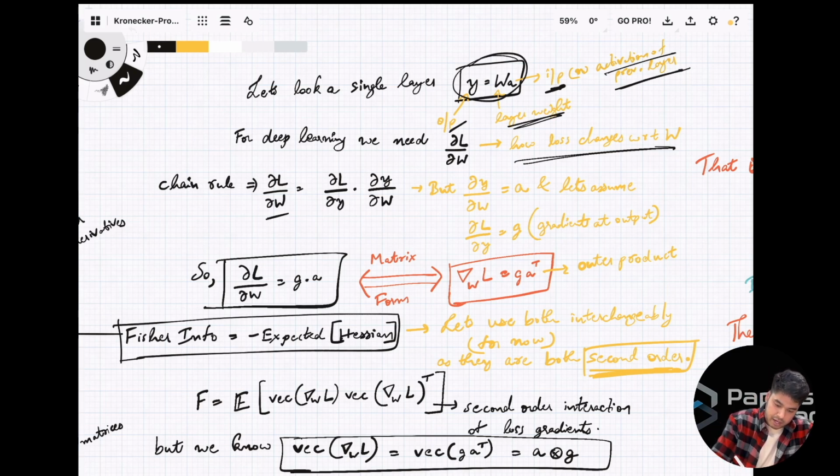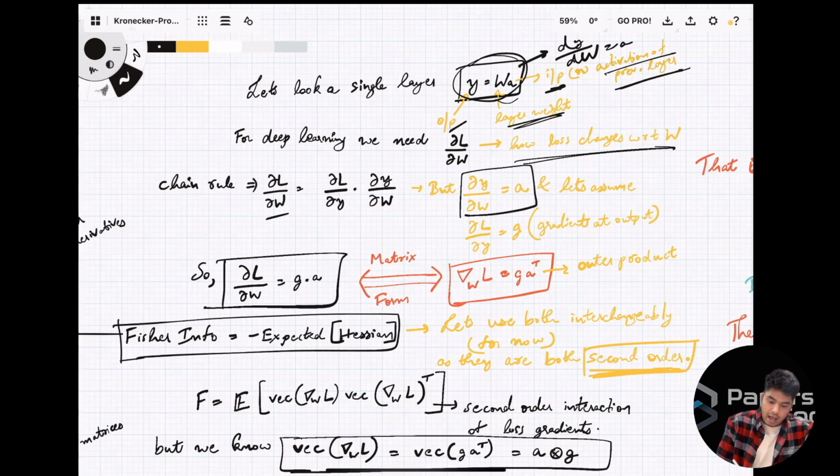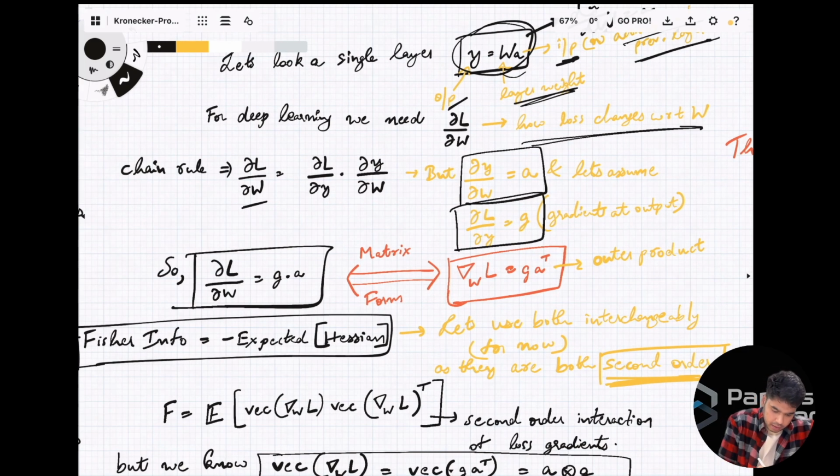If we take this equation and do dy by dw on both sides, we get a. So what we come out with is that dy by dw is a, and let's assume dL by dy is g, because y is basically the output, and the loss with respect to the output is basically a gradient, in very simple words. So if we replace this A and G into this chain rule, we get this formula, right?